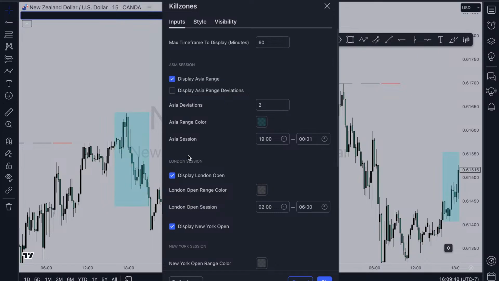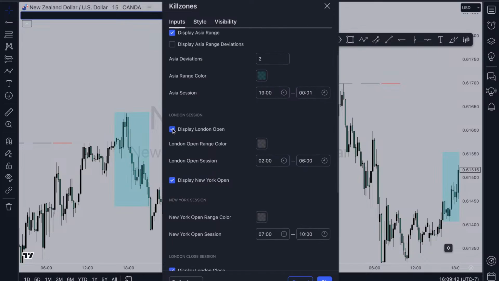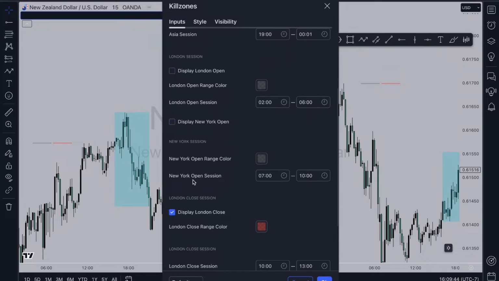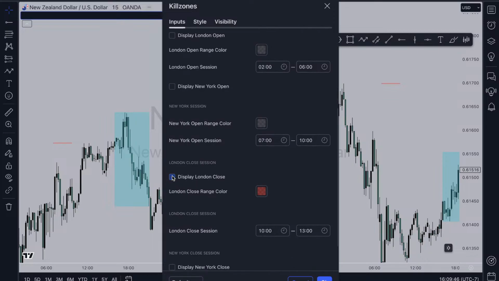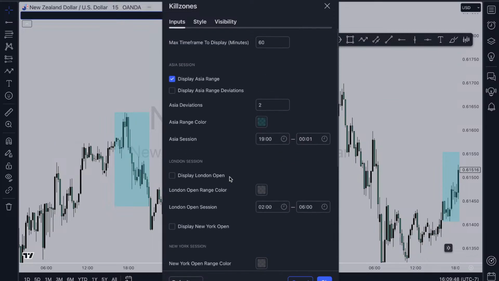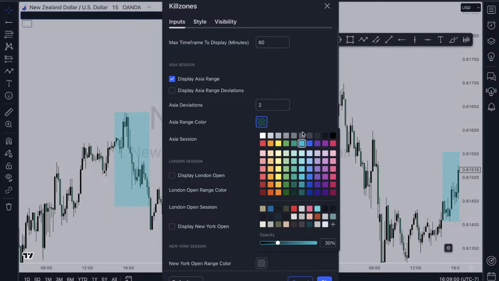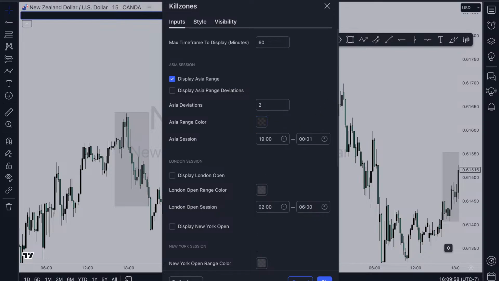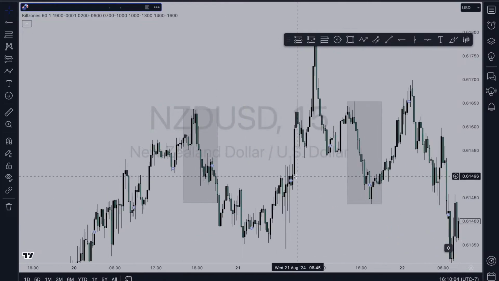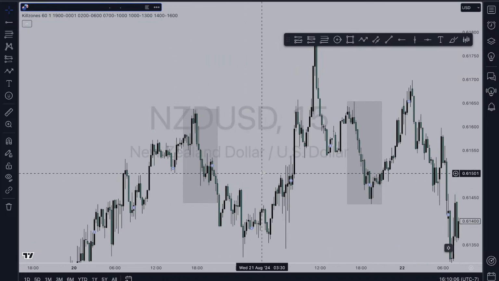Okay. This is London. You can take that off. This is New York. You can take that off. Take this off. Okay, now you can mess around with the color, whatever you want it to be. I just like to keep mine super simple, something I can understand for myself. I keep it gray. So now you're going to have Asia's range. You're going to have Asia session's high and Asia session's low.